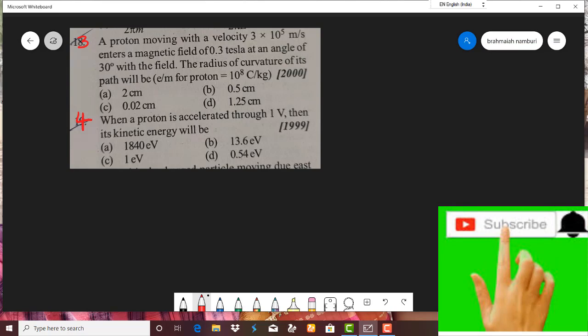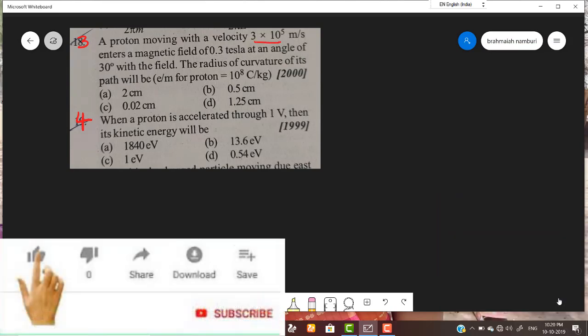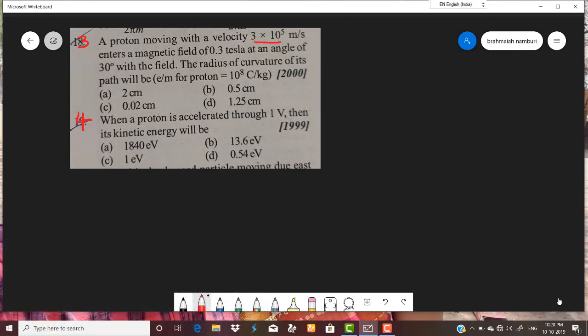A proton moving with velocity 3 into 10 power 5 meter per second enters a magnetic field. The magnetic field is 0.3 Tesla at an angle of 30 degrees with the field. The radius of curvature of its path will be? So e by m for proton equals 10 power 8 coulomb per kilogram.